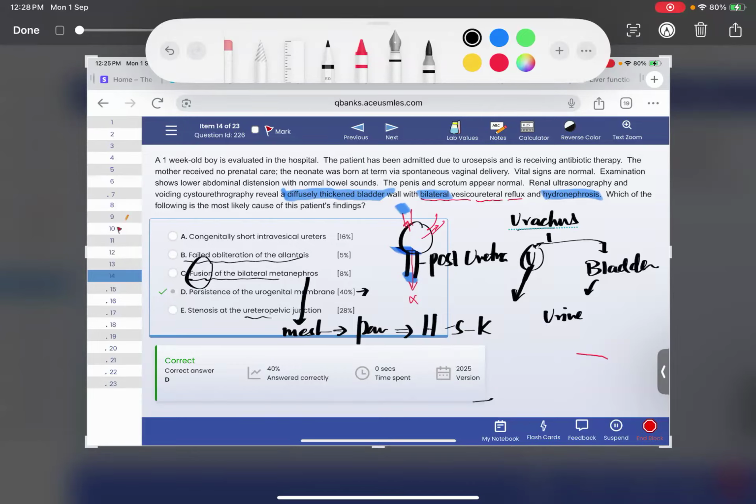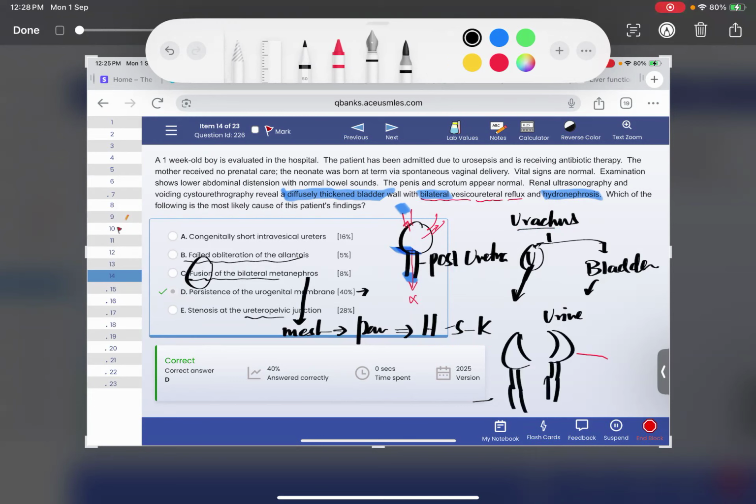Stenosis of the UPJ. Where is the UPJ? If this is our kidney, and this is the other kidney, we have a ureter here and here. So what is the UPJ? UPJ obstruction is something obstructing this part. So it will cause hydronephrosis, swelling of the kidney, not the swelling of the bladder. Typically like stones, right? Stone formation, great.